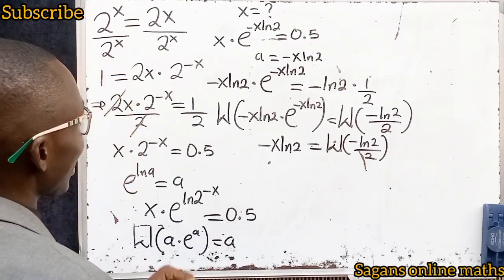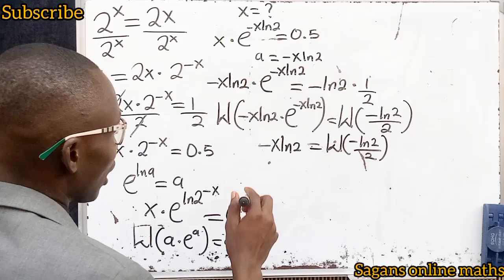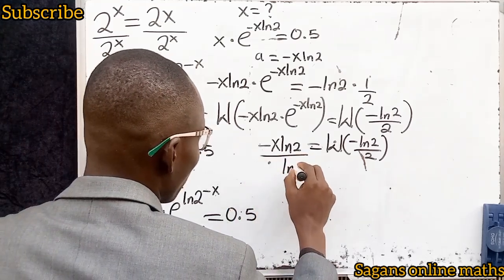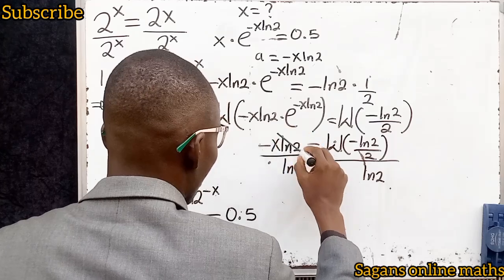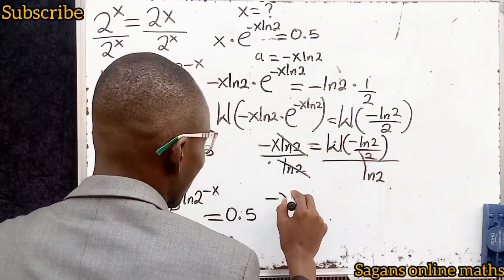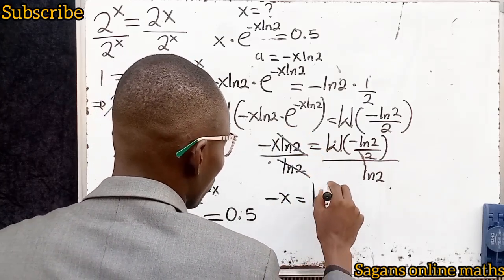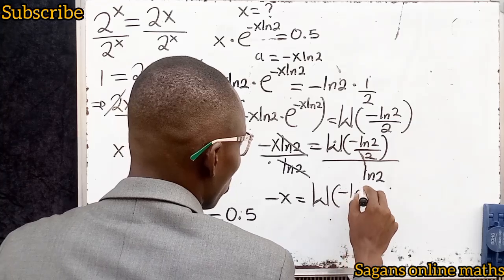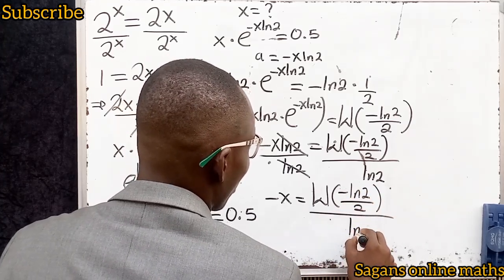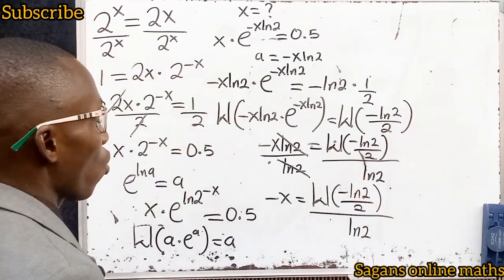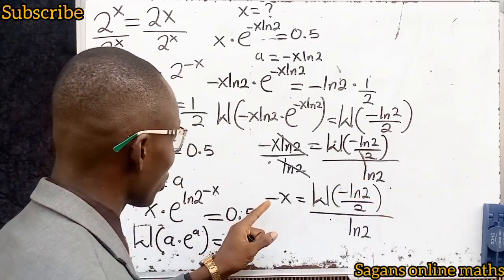Now, remember, our target is to find the value of x. Now, we have to divide both sides by ln 2, and divide the whole of this by ln 2, so that this will cancel out this. Now, see that minus x is equal to the W function of minus ln 2 divided by 2, all over ln 2. Wow. Now we are getting that minus x is equal to this.